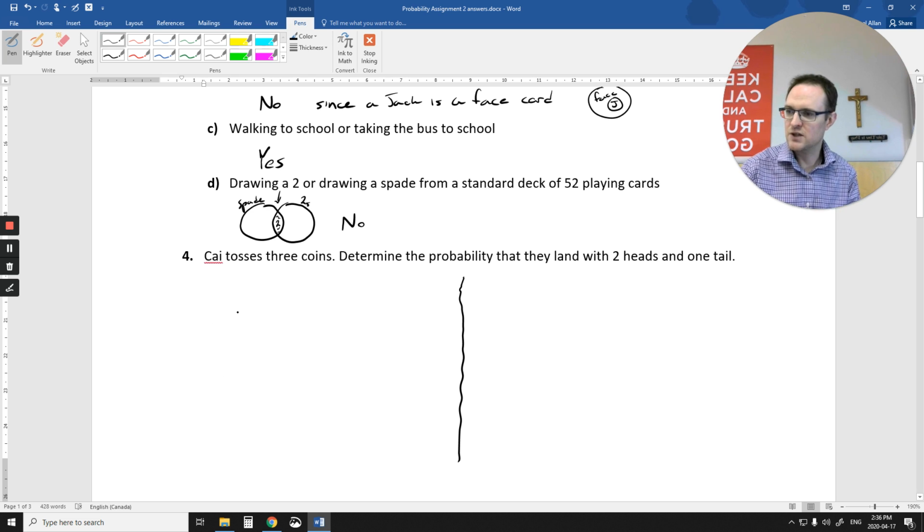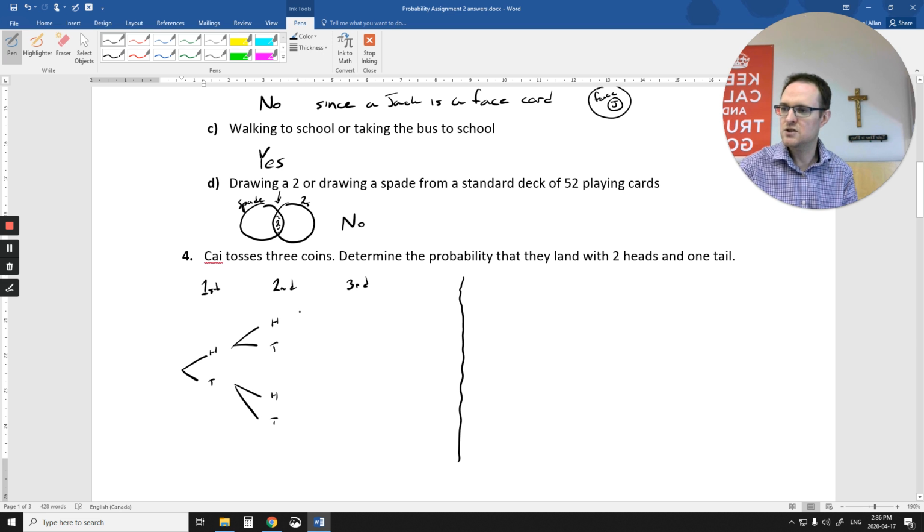One way to do this is just kind of draw a tree. So I've got the first coin, the second coin, the third coin, and then look at the tree and try to figure out which has the 2 heads and 1 tail. There's not too many outcomes here, but if I had an extra coin, I'd have lots of outcomes.